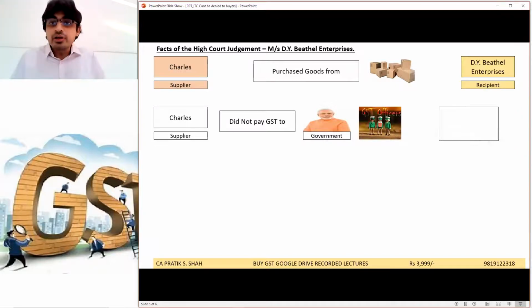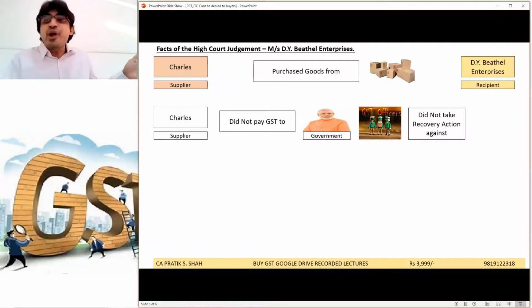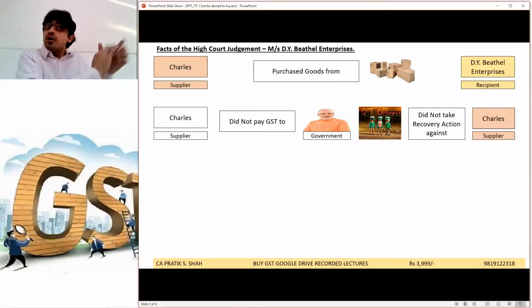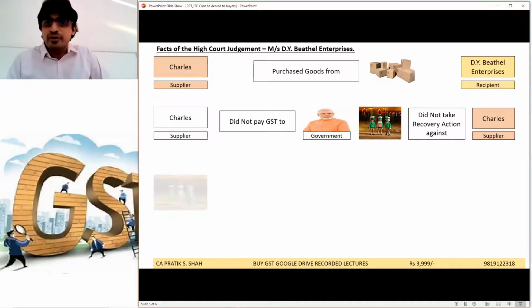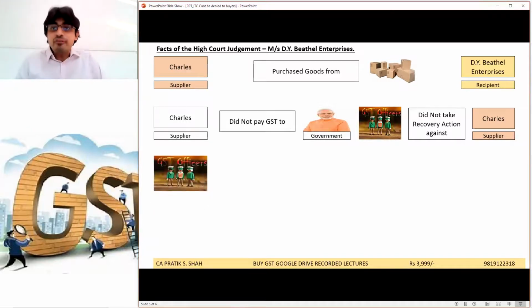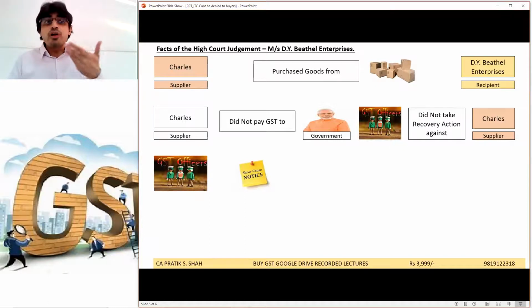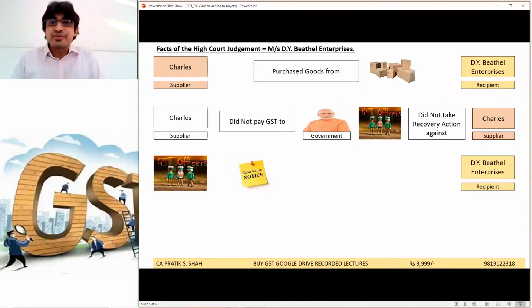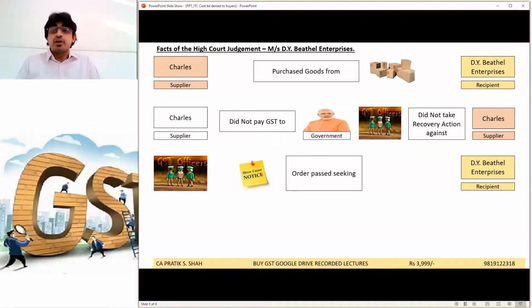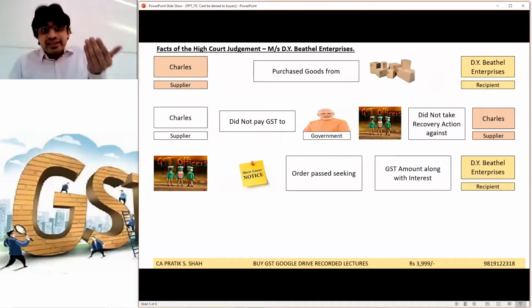So you know what happened? The GST officer did not take any action against Charles. The supplier did not pay. The GST officer didn't do anything with Charles. He is not responsible. What did the GST officer do? They sent show cause notice to the recipient, D.Y. Beathel. They sent show cause notice demanding consideration. They passed the order seeking GST along with interest.